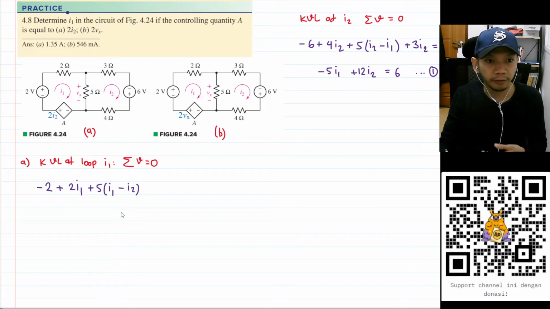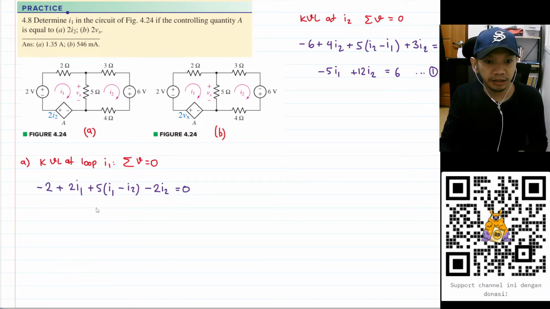Okay, we have all 3 components sorted out. And then the last component here is a dependent voltage source, and the current is flowing from negative polarity to positive polarity. So I will have a negative sign, and the value is just this one, which is 2I2. And all of this will equal 0.